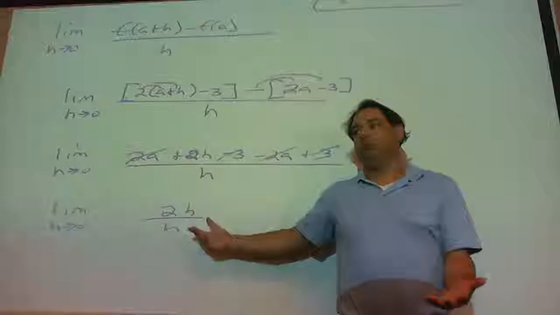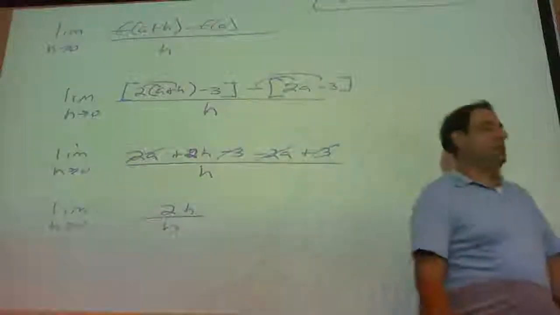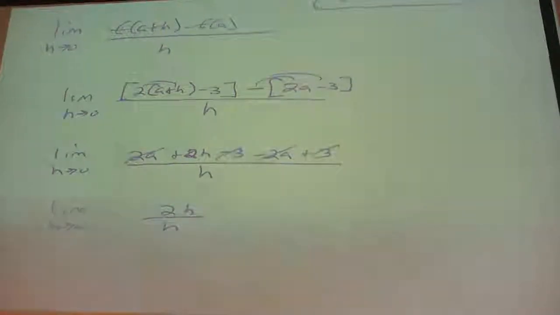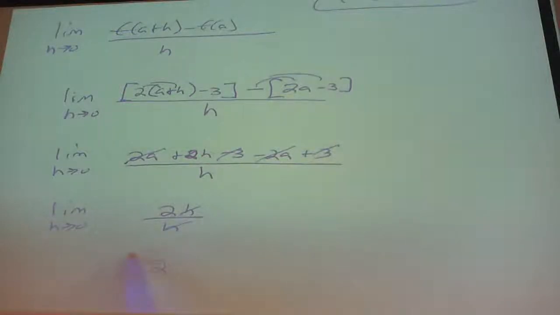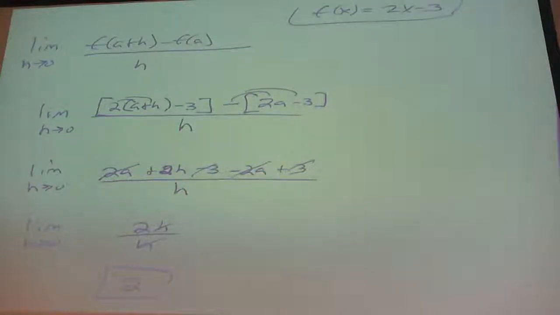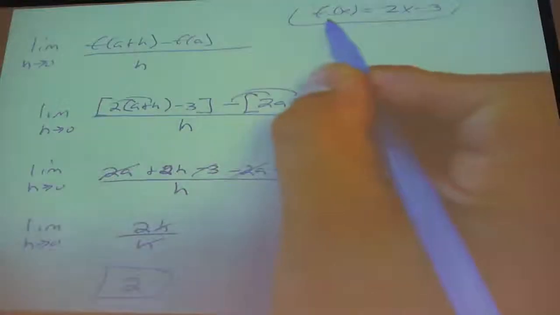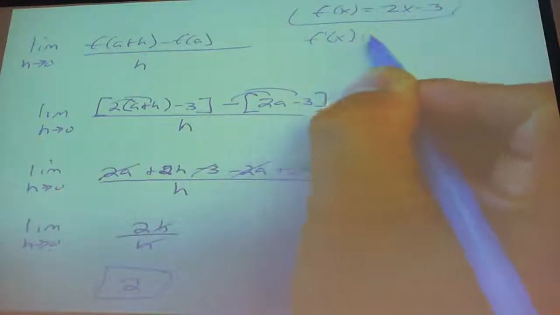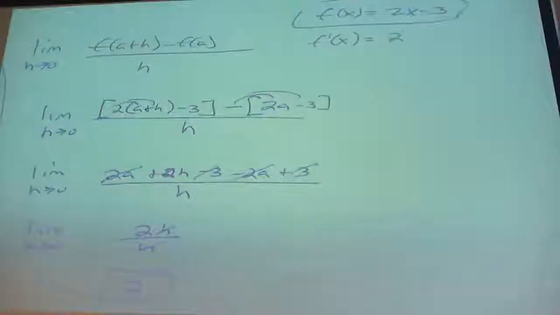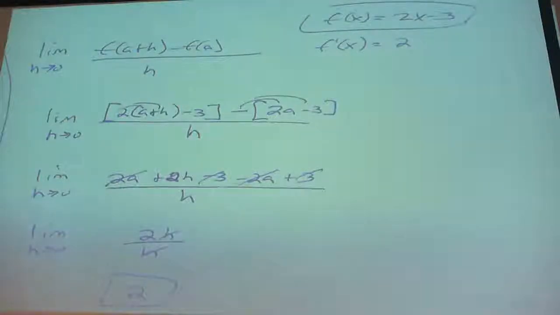So if I plugged in 0, you would get 0 over 0. That's indeterminate. But we know what happens to h over h. Then we're supposed to plug in 0 for h. There is no h, so we're left with 2. In the very near future, we're going to say the original function is 2x minus 3. The derivative function, f prime of x, is 2. And this is going to be why it's the derivative. That's the future. Okay, we're going to do derivatives.